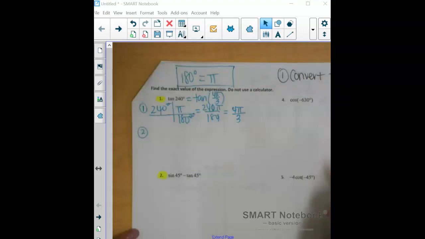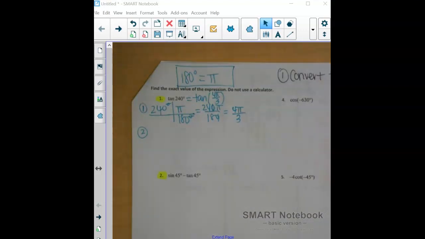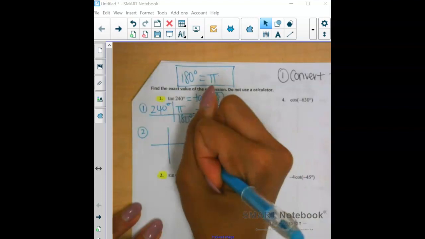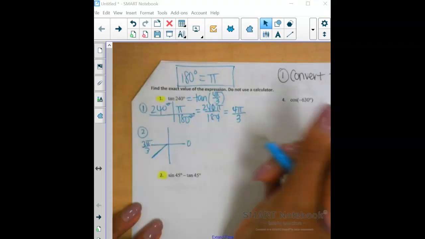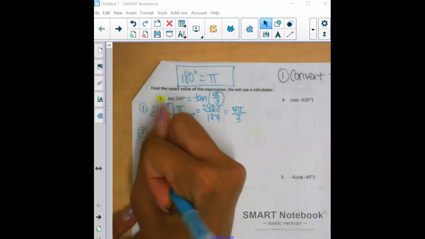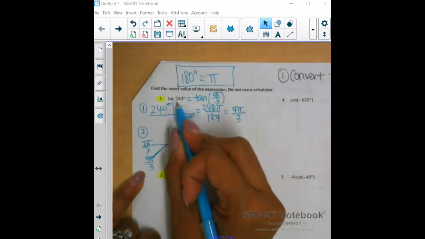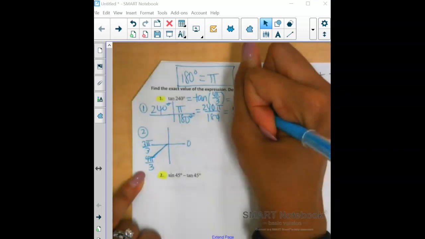So my second step in this process is to figure out where 4 pi over 3 is on your unit circle. So where is it? If I look at my unit circle, I have 0, we have 3 pi over 3, and then we'll have 4 pi over 3. Here is 4 pi over 3. In quadrant 3, what trig function is positive? Tangent. Especially since I'm finding tangent of 4 pi over 3, my answer for sure should be positive. So my answer is going to be positive.